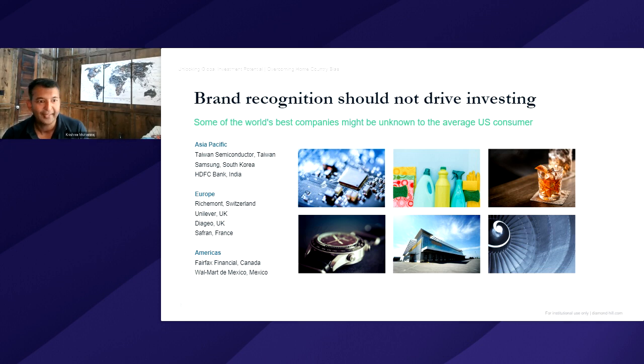In this slide you see a few examples: Diageo, TSMC, Walmex, Richemont, companies with very, very strong franchises. Why would you not want to own them? We'll take the example of Diageo, right? The history of Diageo is pretty fascinating. As you all know, it's a quintessentially British company. I mean, you think Scotch, you think Diageo. They own the largest collection of Scotch whiskey brands. They are not a US company.